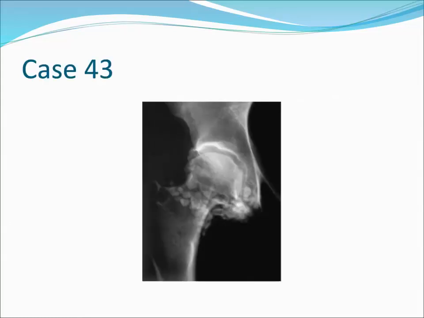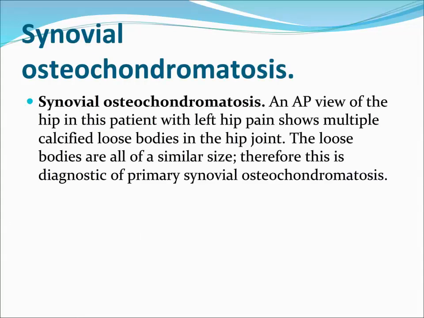Synovial osteochondromatosis. An AP view of the hip in this patient with left hip pain shows multiple calcified loose bodies in the hip joint. The loose bodies are all of a similar size. Therefore, this is diagnostic of primary synovial osteochondromatosis.